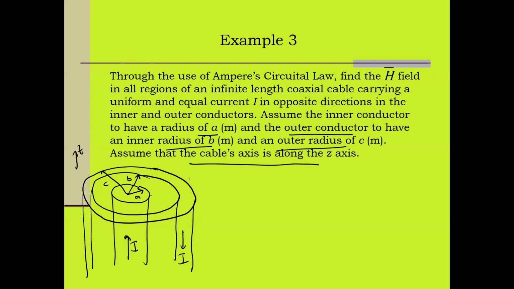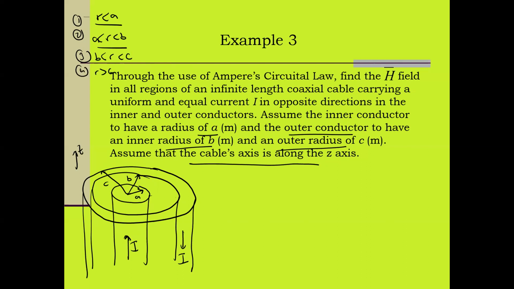So if we base on this, we are supposed to have 4 regions altogether, in which those regions are: r less than a, the first region; the second region is r between a and b; the third region is r between b and c; and the fourth region is r bigger than c. So we have 4 regions altogether.